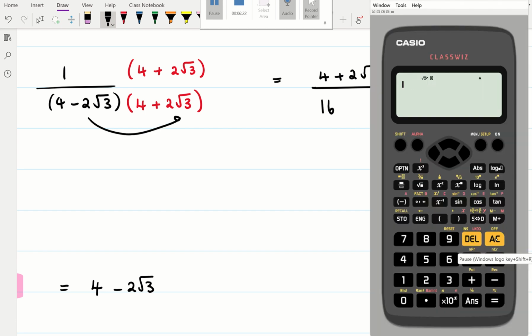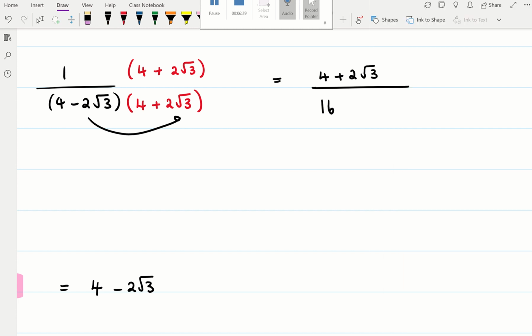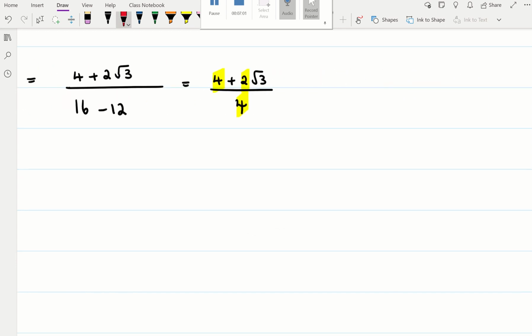I can actually put that into the calculator. So I can put negative 2 root 3, use the arrows, times a positive 2 root 3. Use the arrows, close your bracket, minus 12. So that's going to give us 4 plus 2 root 3 over 16 minus 12 is 4. Now, I hope you note that 4, 2, and 4 are all divisible by 2. And so you can simplify this fraction further.